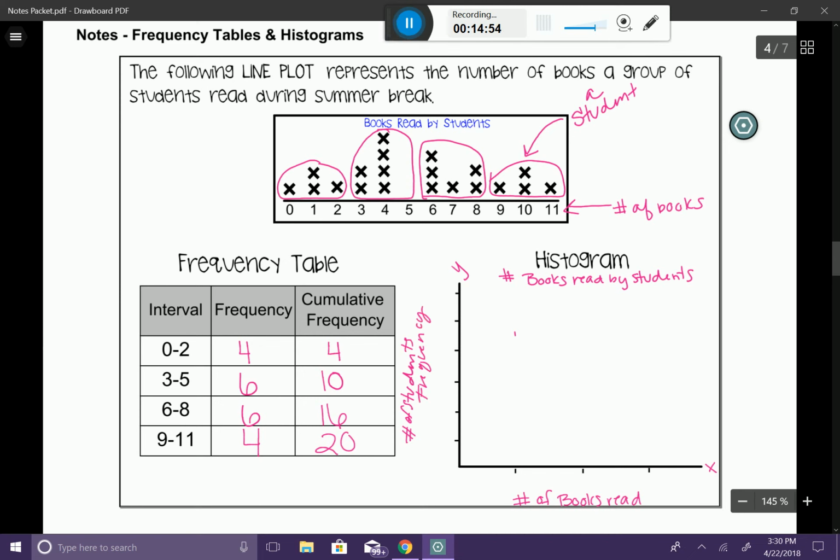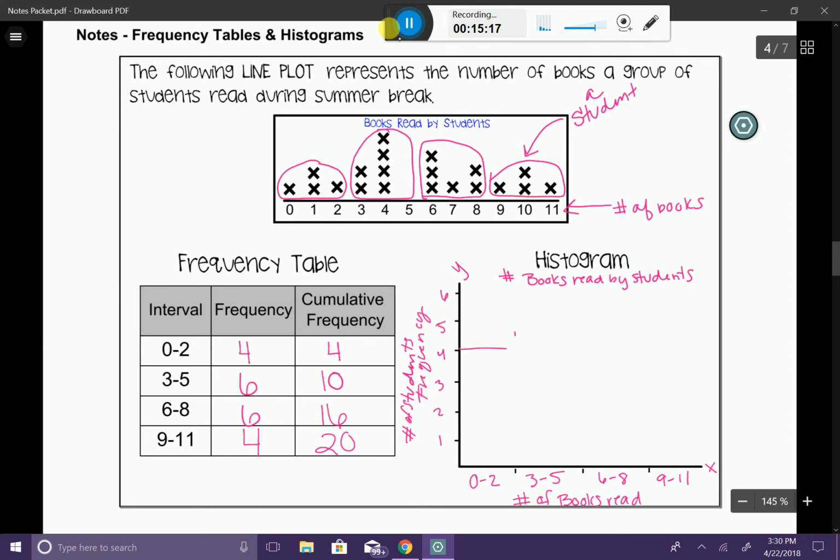Okay, I'm going to go put my intervals in now. So I have 0 to 2 books, 3 to 5 books, 6 to 8 books, and then 9 through 11 books. And it looks like my students range from 4 and 6, and that's all. So I'm just going to go ahead and label this 1 to 6: 2, 3, 4, 5, 6. Okay, so the number of students that read 0 to 2 books is going to be 4.